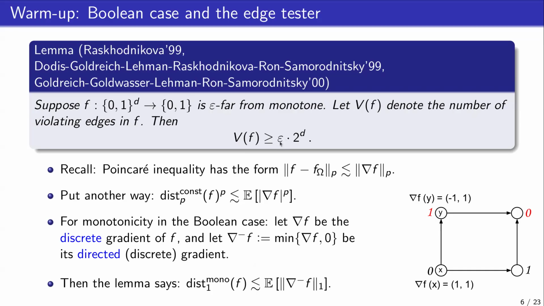On this right-hand side, from the lemma, I'm going to have epsilon, which is my distance to monotonicity, in particular in L1 norm. So I'm saying here that the L1 distance to monotonicity of f is at most, well, if I take the violating edges and divide by 2 to the d, what I have is an average degree. And I'm going to write the average degree in this way: it is the expectation over the vertices of this L1 norm of the vector that I just told you is measuring the violating edges. Okay, so the lemma is giving us this inequality.